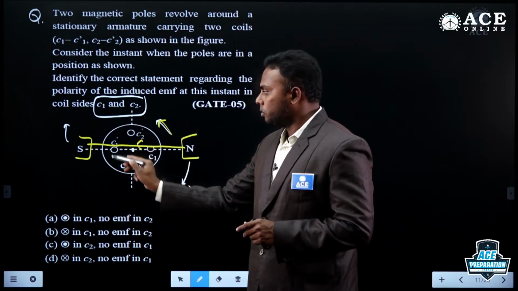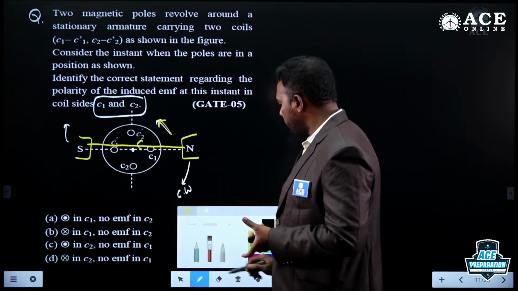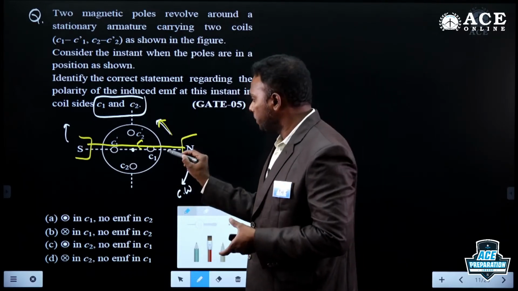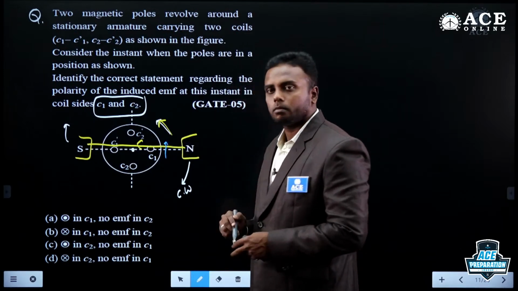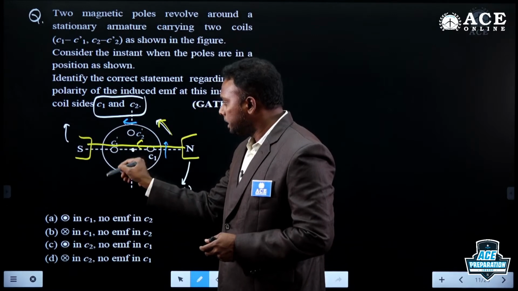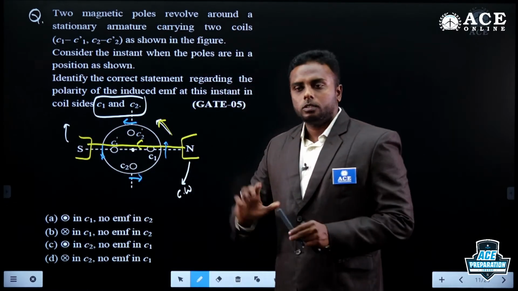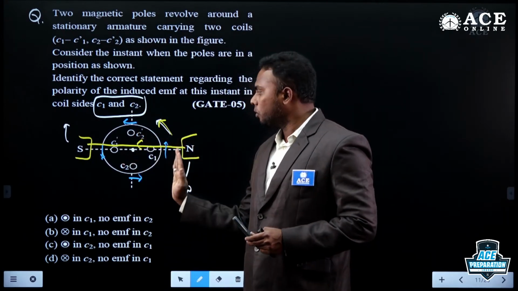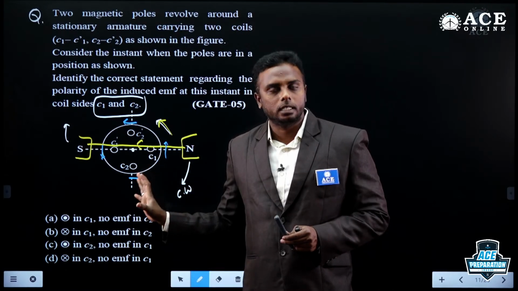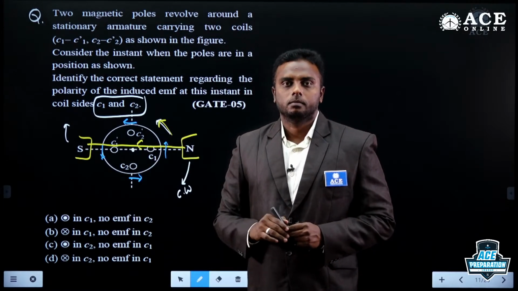When you rotate the rotor or armature anti-clockwise, tell me what is the motion of C1? In what direction will C1 move? If you rotate anti-clockwise, this is the motion of C1. And what is the motion of C2 dash? In this direction it will move. C1 dash will move downward. C2 will move in this direction. So when you rotate anti-clockwise, the motion of conductors is like this. I have taken the motion direction for every conductor or coil side.